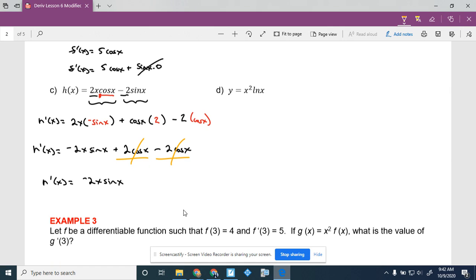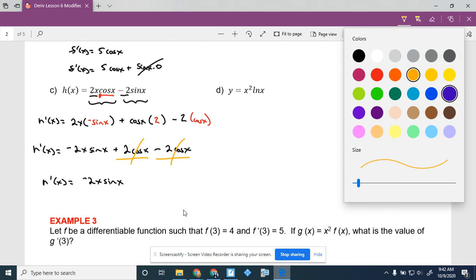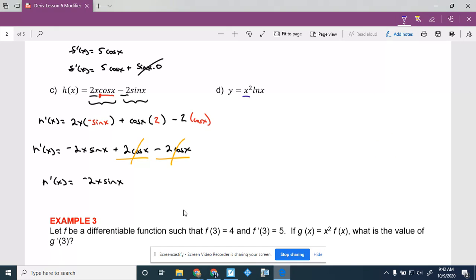Cool. All right, let's take a look at this guy. y equals x squared ln of x. So what's the story there? A little bit more straightforward. All right, we have a product.